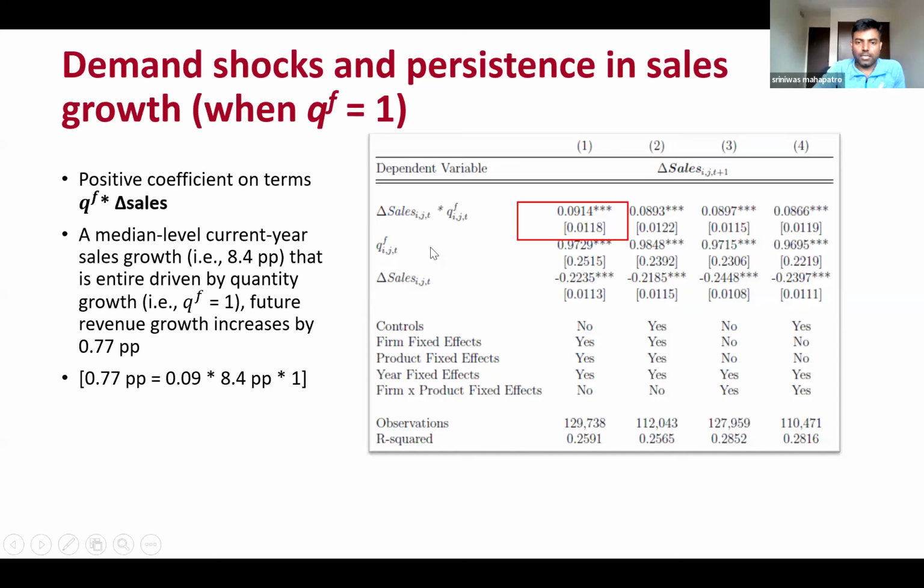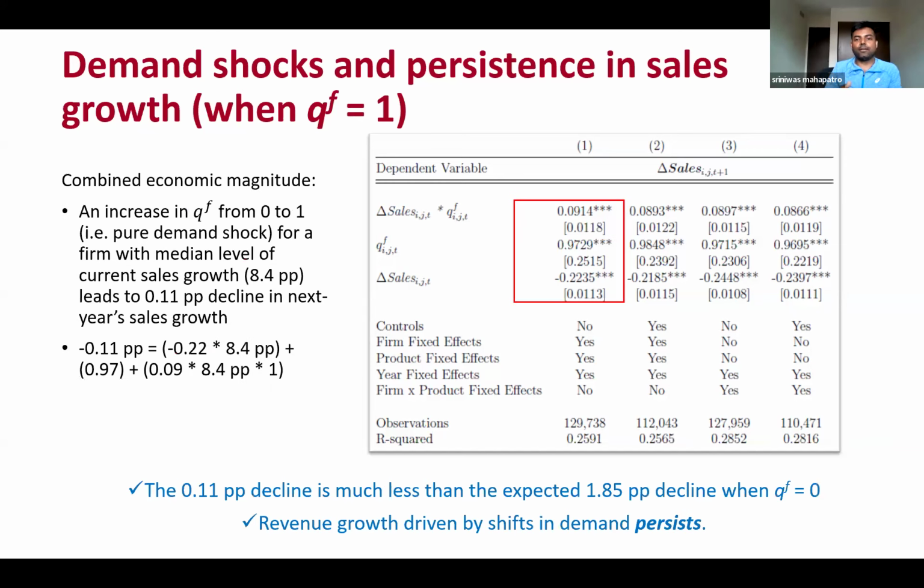So if I take this combined, imagine that the quantity growth factor is 0. That is, the sales is completely generated by price growth. In that case, sales will have a mean reversion, a negative coefficient. But when we have a positive quantity growth factor, a value of say a perfect 1, this mean reversion tends to be moderated. It is less. Taken combined, if I add all these magnitudes, in the case where only price changes were there but no quantity changes, we expected a 1.85 percentage point decline in the future sales growth, but that is now just a 0.11 percentage point decline. So the decline in sales growth is very little compared to the previous case. What it means is that revenue growth driven by the shift in demand persists. It doesn't go to mean reversion anymore.